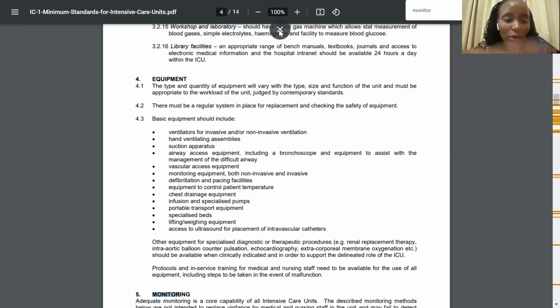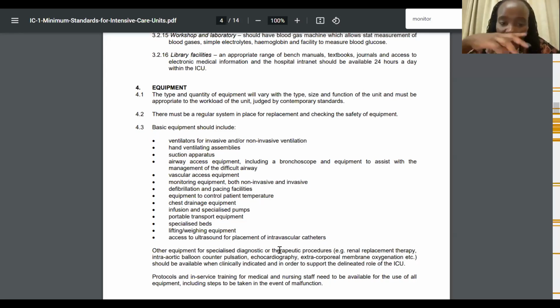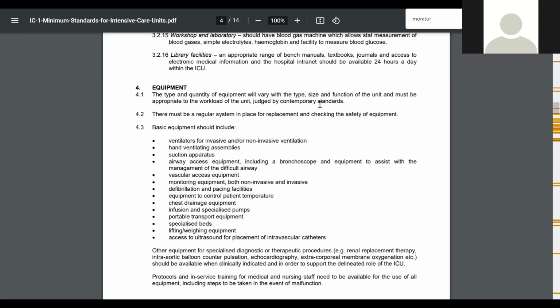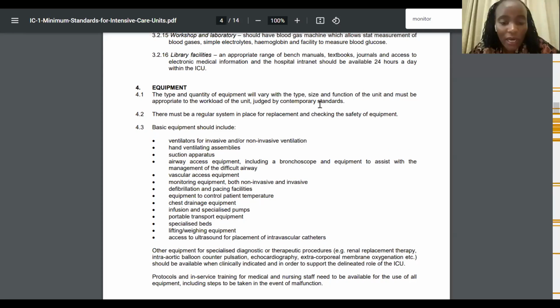So some of the basic equipment that you need is, yes, the ventilators, you have suction apparatus, you have airway access equipment, including a bronchoscope and equipment to assist the management of any difficult airway. You could have a fiber optic laryngoscope, vascular access equipment, monitoring equipment, both invasive and non-invasive, defibrillation and pacing facilities, equipment to control patient temperature, chest drainage equipment if you have a chest tube in situ, infusion and specialized pumps.